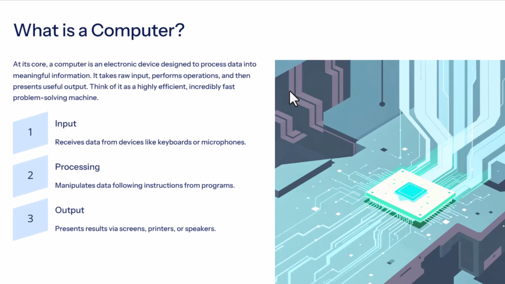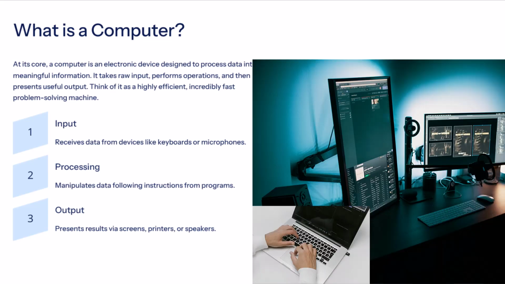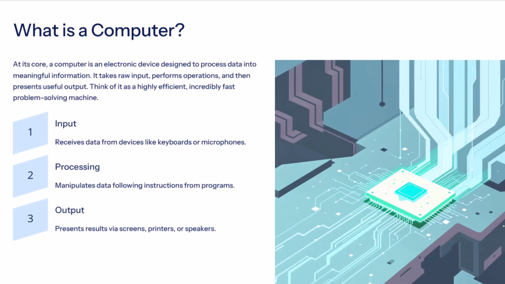So what do we understand with the term computer? A computer is an electronic device that is going to process data into meaningful information. You input using a keyboard, and then it has to process using a processor, the CPU. It gives us the output, what you see on the screen and stuff like that. So a computer takes input, then it processes, and after the processing, it gives us the output.